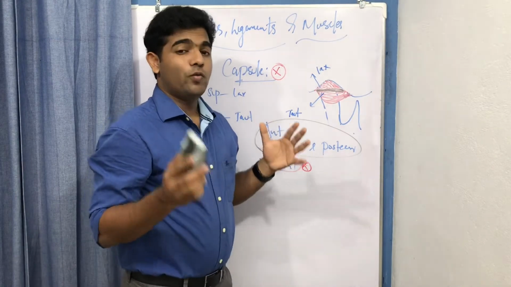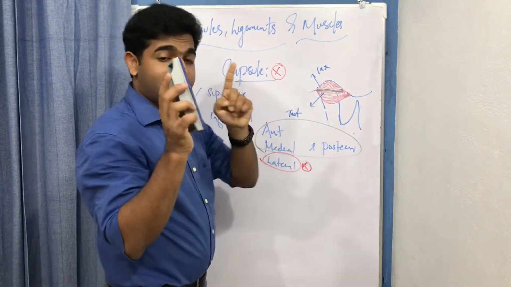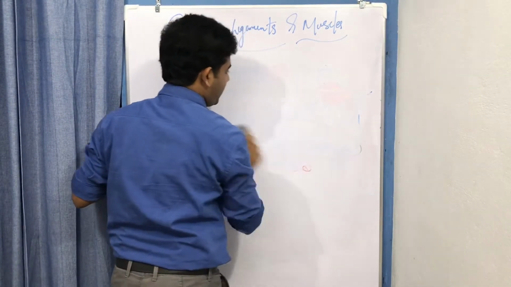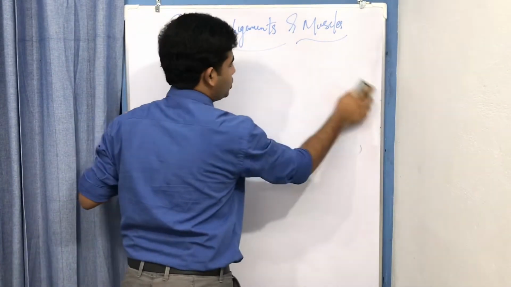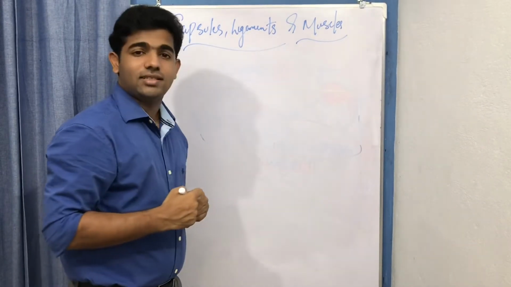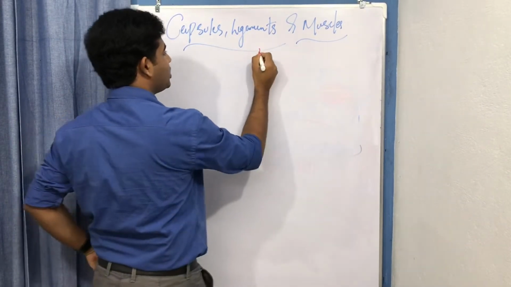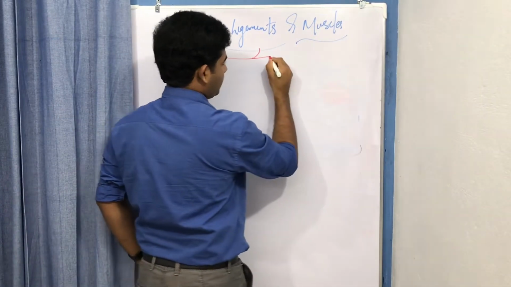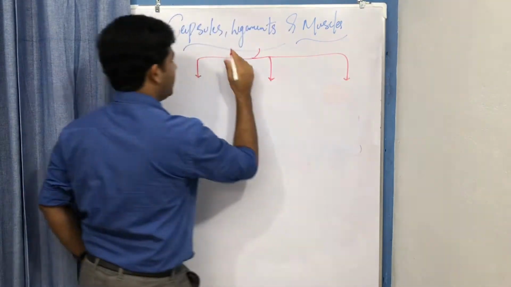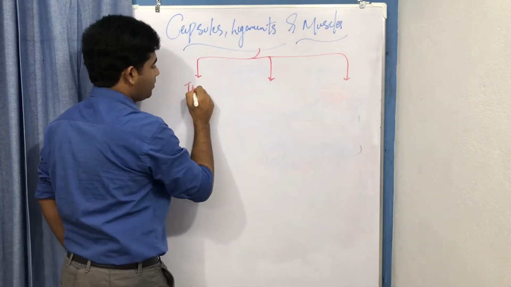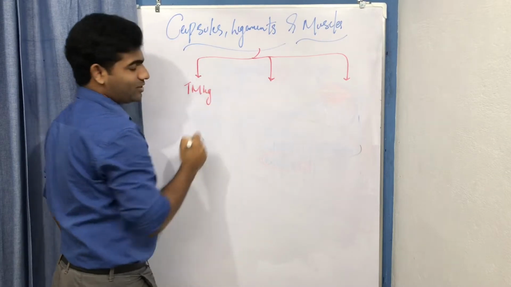And now we move on to the second one, that is the ligaments in the temporomandibular joint. Do you know what the ligaments in the temporomandibular joint are? Any guess? Yes, the ligaments in the temporomandibular joint are 3 in number. The first one is the temporomandibular ligament. Very good, right?